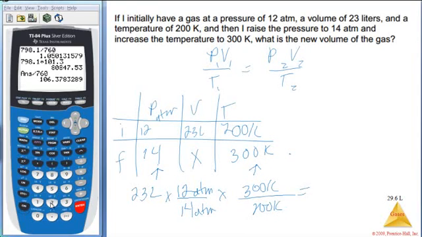Okay? Now I punch that, I get 23 times 12 times 300 equals, divide by... whoops, let me just go back. I put divide by twice. Divide by 14 times 200, close my parentheses, and I get 29. I want just two sig figs, so it really should be 30 liters. 30 liters, right?